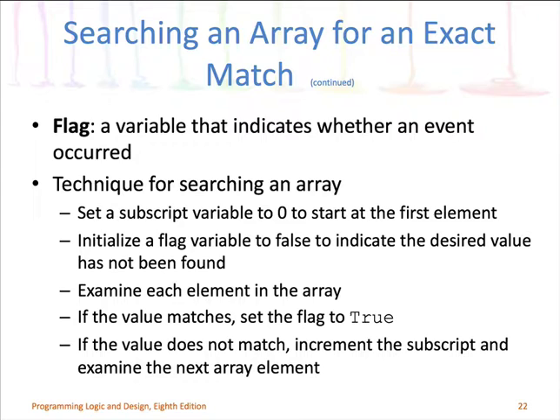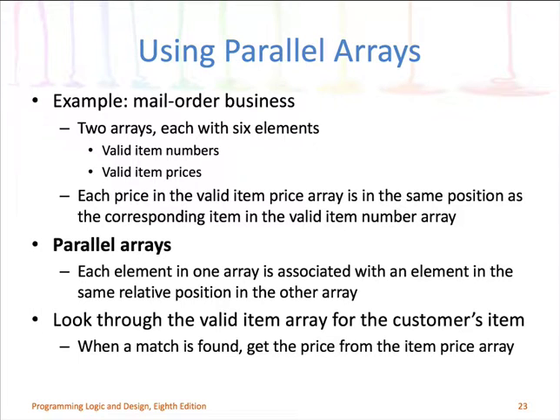So basically what they're doing here is they're summarizing what we just talked over, but in a more generic way. If we're going to use a flag, we set the flag to 0 or false. We then set our variable that's going to index through the array to 0, and then we examine each element of the array. If we find a value that matches, we're going to set our flag to true, and if it doesn't match, then we're just going to continue on looking for the next item.